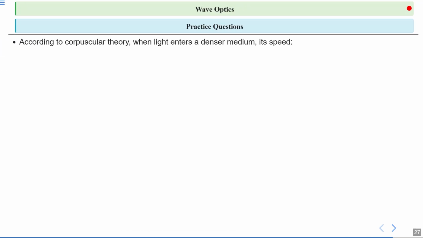So there are some practice questions. According to corpuscular theory, when light enters a denser medium, what happens to its speed? Okay, so let's start with a question about the corpuscular theory. According to this theory, when light enters a denser medium, what happens to its speed? Consider the options: A increases, B decreases, C remains same, or D becomes 0.